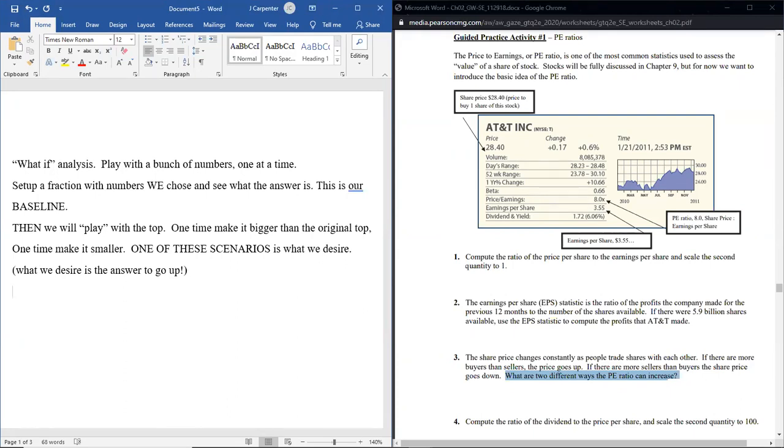So we've just come up with our own two numbers, one for the top, one for the bottom. 100 divided by 5, or 100 divided by 10, or 1,000 divided by a million. It doesn't matter what they are. It's just a baseline. You get an answer, and you hold that answer, and you say, you're my baseline. You're what I compare everything to. Then you take the top number, make it bigger one time, see what the answer changes to. Make it smaller one time, see what the answer changes to.